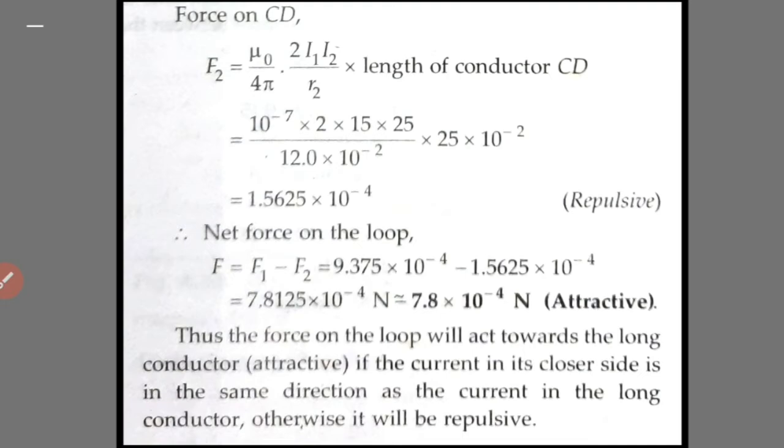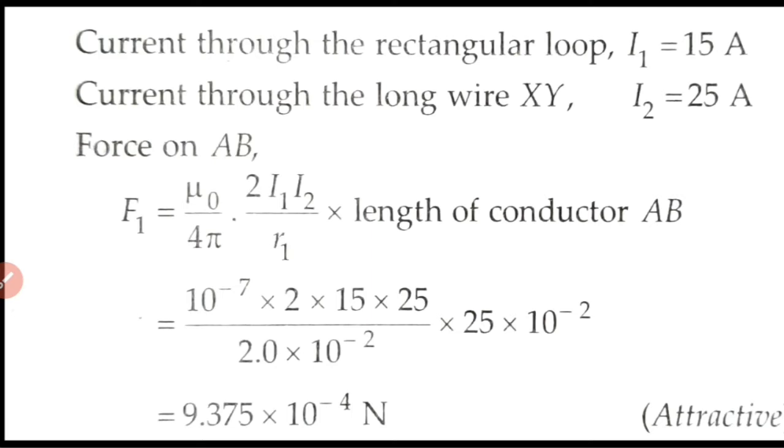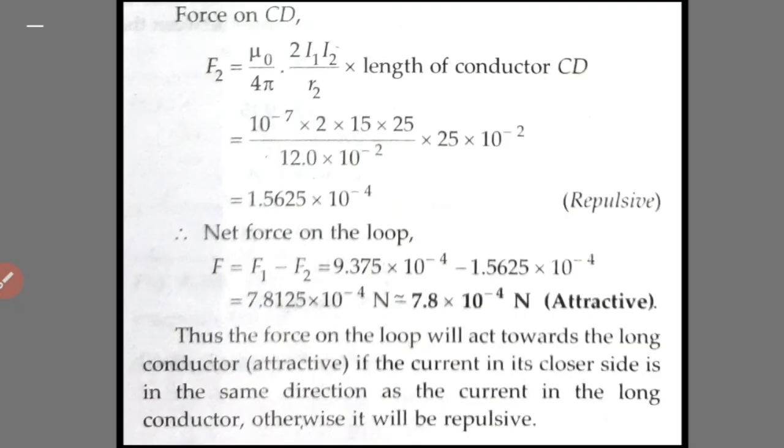Similarly, for the force on the side CD, F2, in the same way, doing the substitution, we have 1.5625 into 10 raised to minus 4. So this force is repulsive, the previous one is attractive. So the attractive force is more in magnitude. So the net force will be 9.375 into 10 raised to minus 4 minus 1.5625 into 10 raised to minus 4. So 7.8125 into 10 raised to minus 4 Newton, that much attractive.